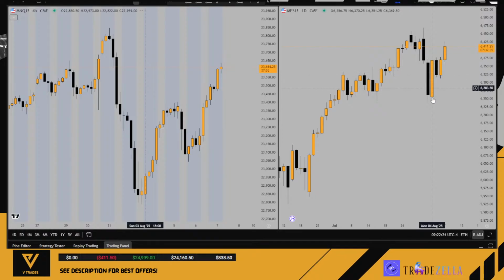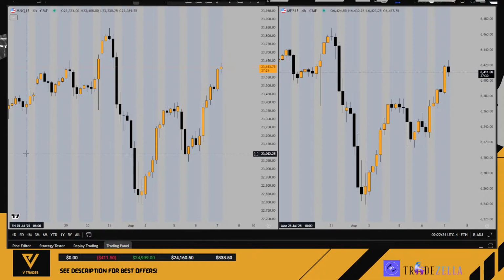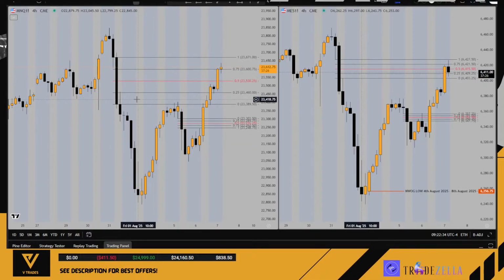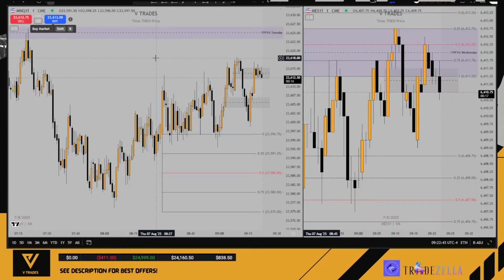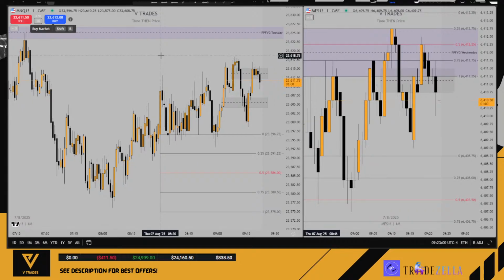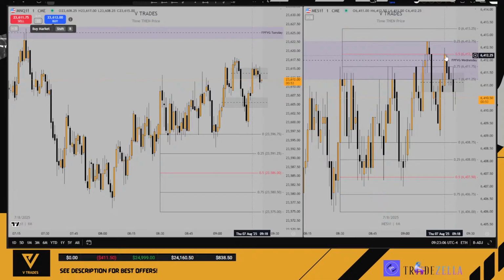So if we look at the 4 hour again, this is how the NQ looks and this is how the ES looks. Currently trading inside this SIBI. Refer the consequent encroachment again and close below it. I'm going short here.